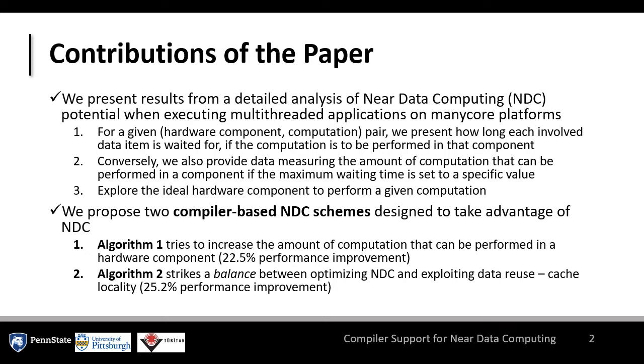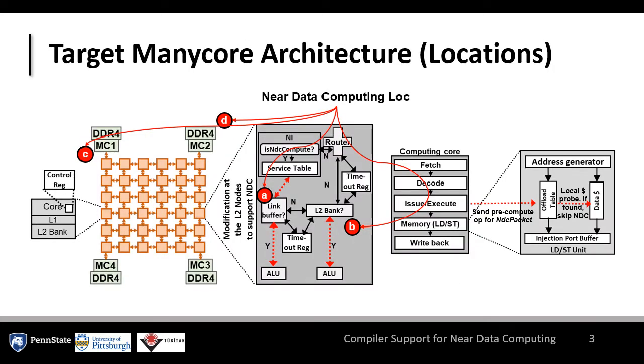First, we explore in detail the potential of near data computing when the near data computing opportunities are restricted to certain hardware components. And secondly, we explore compiler support for near data computing. In particular, we present two compiler algorithms. Exploring the architectural support for near data computing is not the main focus of this work.